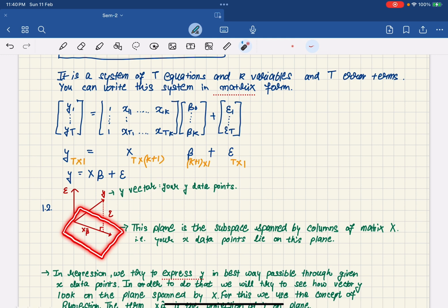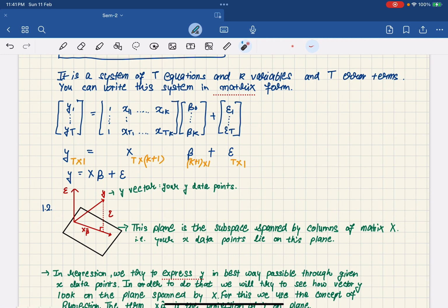This is the subspace spanned by columns of matrix X. Okay, and all of your X data points lie on this plane. These are your axes.